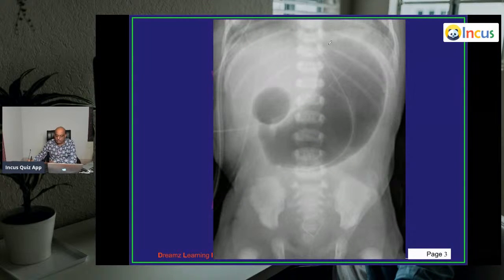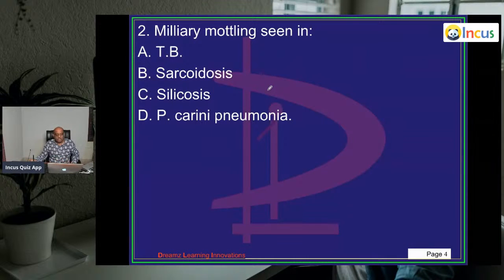So this is how the double bubble sign you can see. One is the gas in the stomach and the other is the gas in the duodenum. So typically the double bubble sign. Miliary mottling.